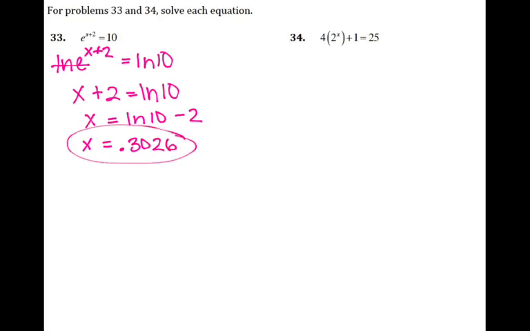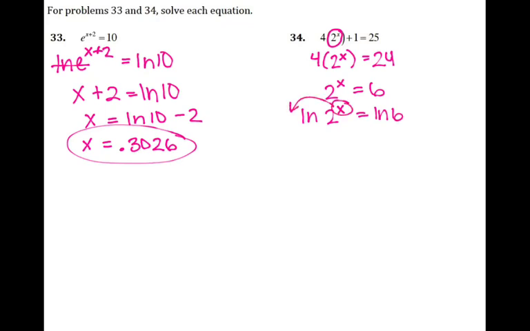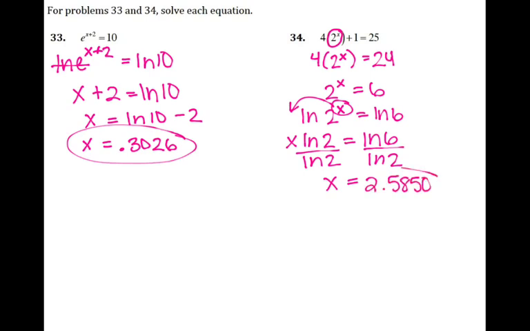For the next one, I need to start by isolating this exponential function. So I'm going to subtract 1 from both sides. So that's 4 times 2 to the x equals 24. Divide by 4, 2 to the x equals 6. I'm going to go ahead and take the natural log of both sides. Natural log and 2 do not cancel out, but I can bring down that exponent. So I have x natural log of 2 equals natural log of 6. Divide by natural log of 2. Plug it into the calculator, you get 2.5850.